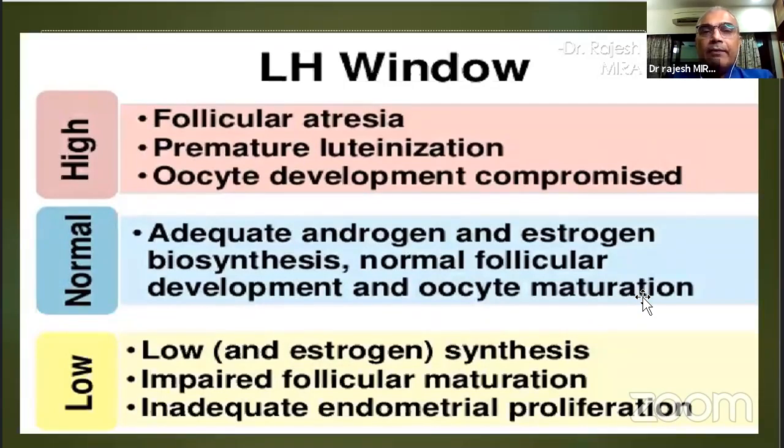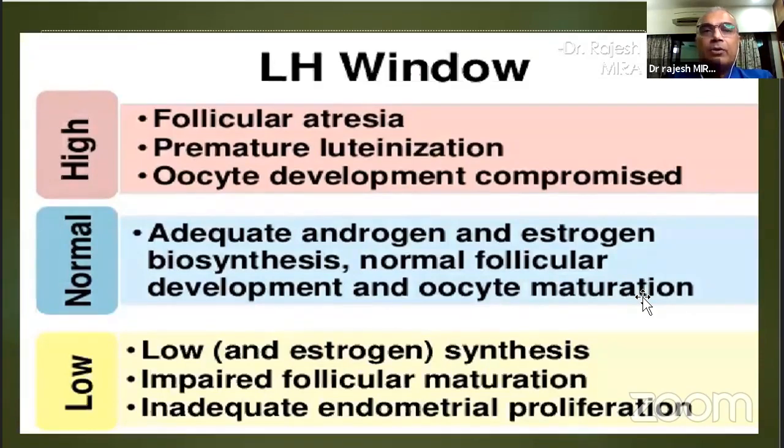When the LH level is high, there is a hyperandrogenic environment, and because of the hyperandrogenic environment, there is follicular atresia. The mechanism of why that happens, we will discuss later. High LH level causes premature luteinization and oocyte development is compromised.